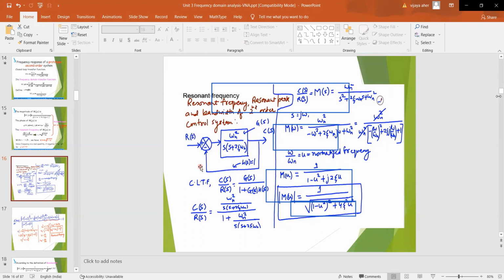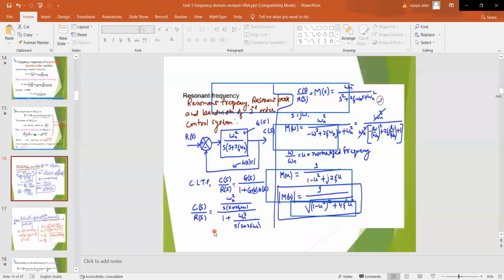So you can write the closed loop transfer function for this block diagram of the second order control system: C of S divided by R of S is equal to G of S divided by 1 plus, here the sign is minus, what will we write? We will write plus. Here if it is plus, we will write minus. So it is negative feedback, so I have taken 1 plus G of S into H of S, the multiplication of G of S into H of S. This is the output.